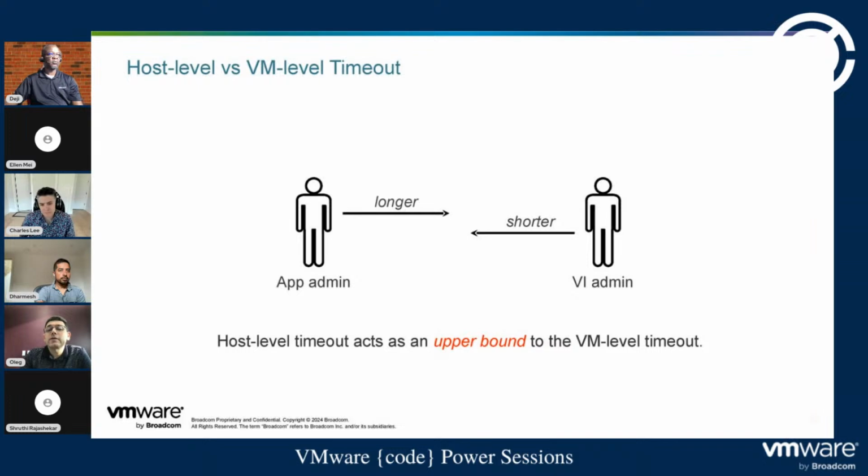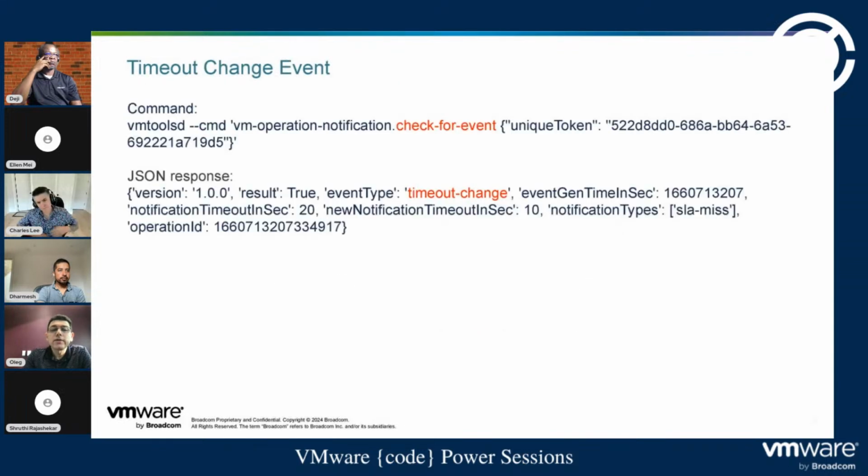So we built some checks and balances into this feature, and the first one is that host level timeout acts as an upper bound to the VM level timeout. For example, if VM level timeout is set for an hour, but host level timeout is set for 5 minutes, then the effective timeout would only be 5 minutes. But what happens if 5 minutes is still too long and the VI admin is getting impatient and wants to set the timeout to 1 second before putting the host in maintenance mode? Well, that's not going to work.